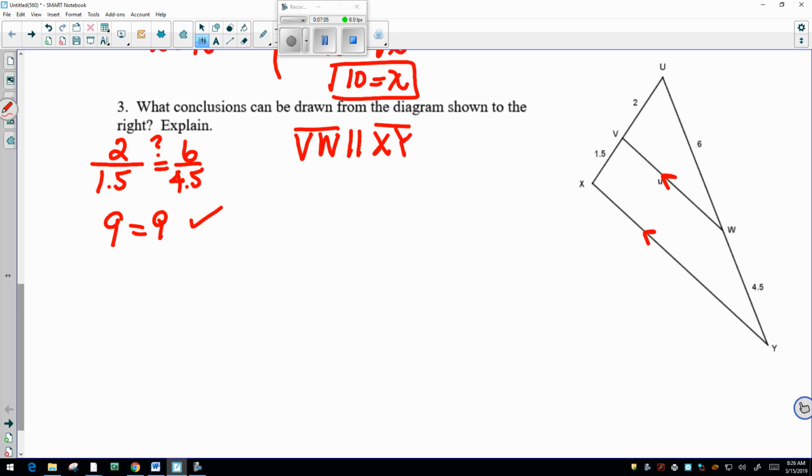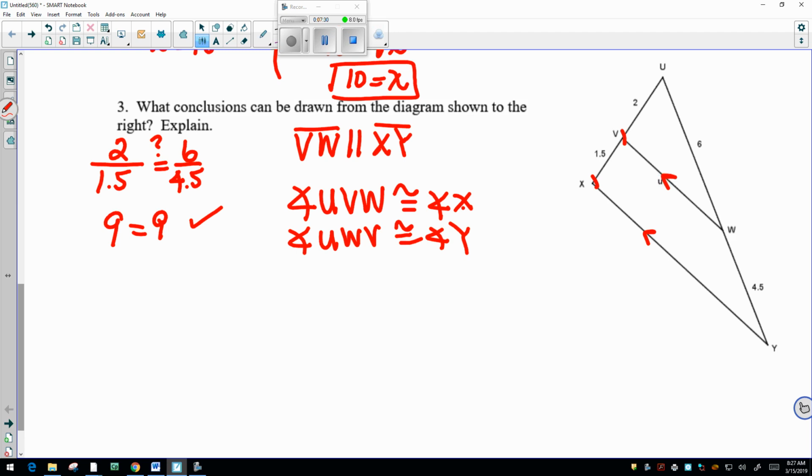So if those are parallel, what else is that going to tell me? Well, I get a bunch of angles. So I would get angle UVW is congruent to angle X. Because why? Well, those are corresponding angles. And I know my corresponding angles are going to be congruent when my lines are parallel. Similarly, I could do the same on the other side. So angle UWV is congruent to angle Y for the same reason.